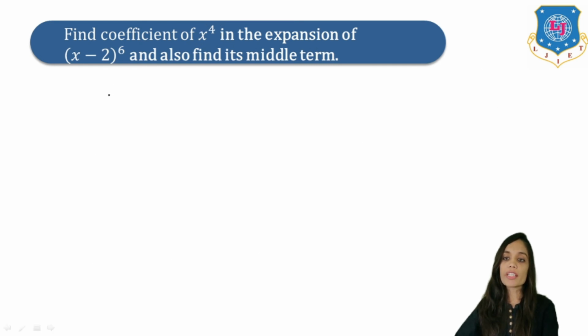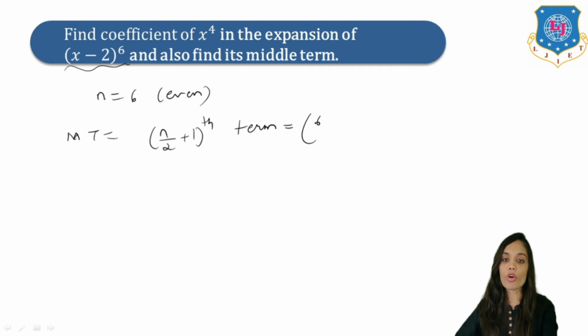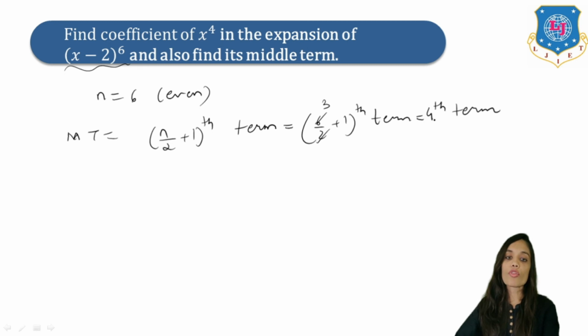So now we have to find the middle term also. If I want to find the middle term of this expansion, firstly the value of n is 6, which is an even number. So the middle term will be, the formula is (n/2 + 1)th term. So it will be 6 upon 2 plus 1 th term, right? So it will be what? If we cancel, the 4th term. So our middle term is the 4th term.